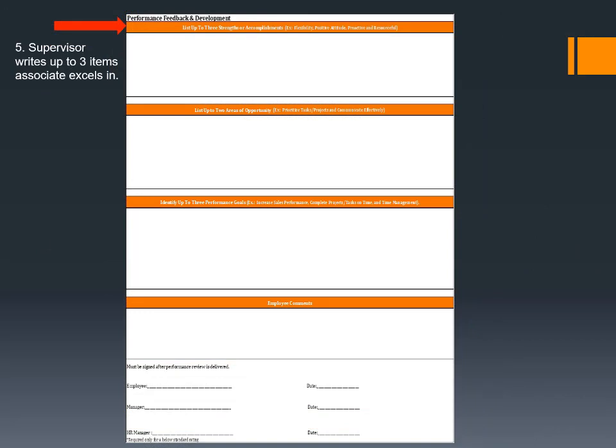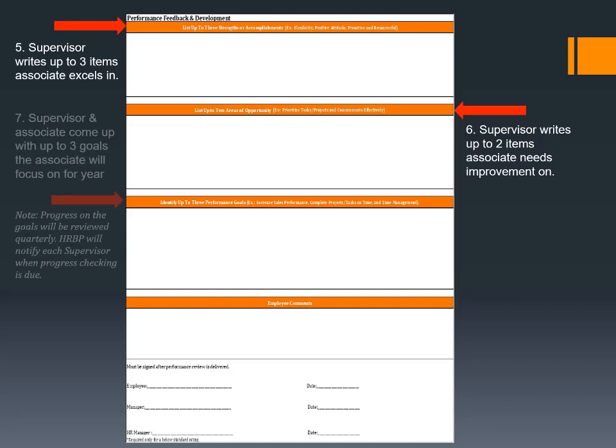Part 2 of the review focuses on the associate's strengths and development. Section 5, supervisor writes up to 3 items the associate excels in. Section 6, supervisor writes up to 2 items the associate needs improvement on. Section 7, supervisor will help the associate come up with up to 3 performance goals that the associate will focus on for the upcoming year.